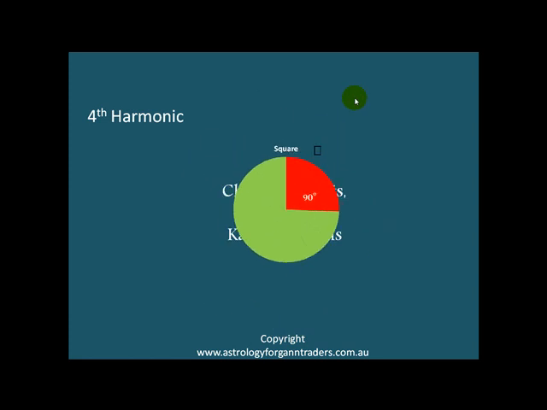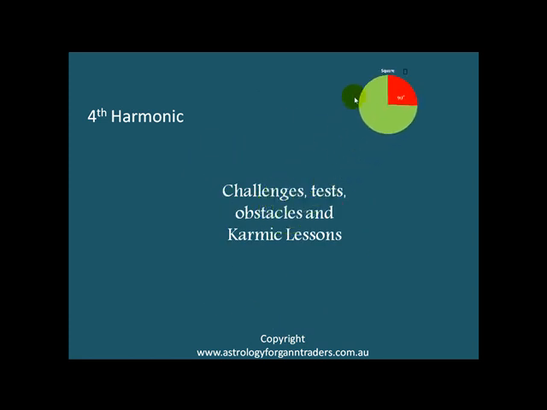So the square is very challenging, and there are tests, obstacles, and karmic lessons. If you're having it as a natal thing, what I mean is that there might be a time when a planet comes in and causes a 90-degree aspect to maybe your sun or your moon. Well, it's going to challenge you and your emotions. Whatever planet it is will impact on you, and it's good to know those times because they can help you understand why am I feeling like this, and they say, okay, well, it's only going to last for this week and I'll be okay.